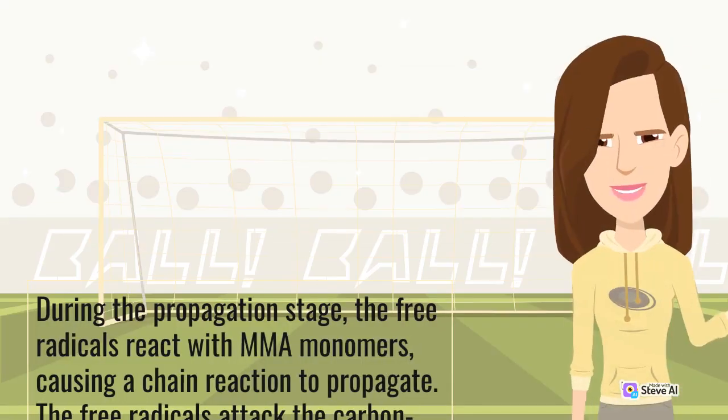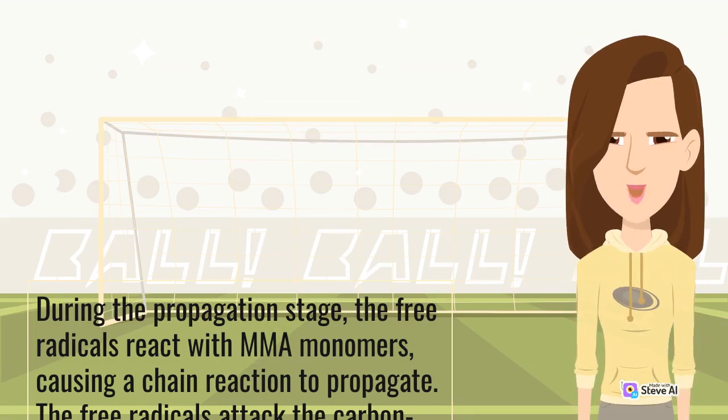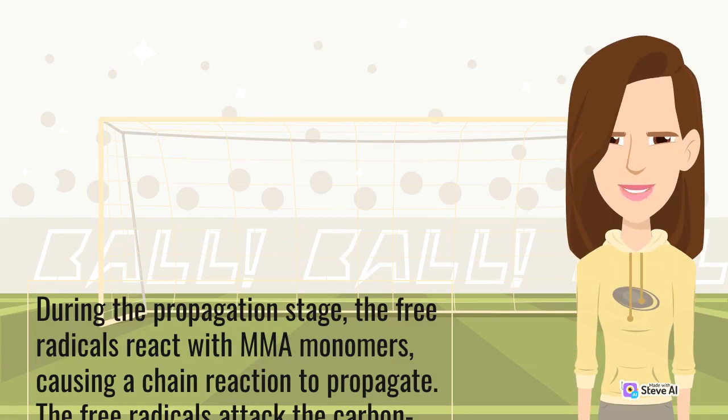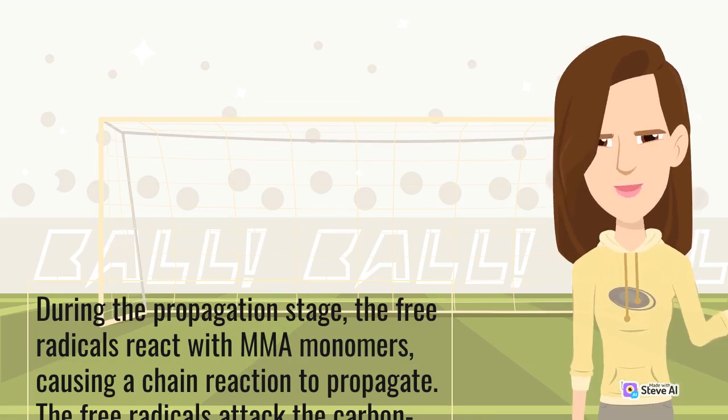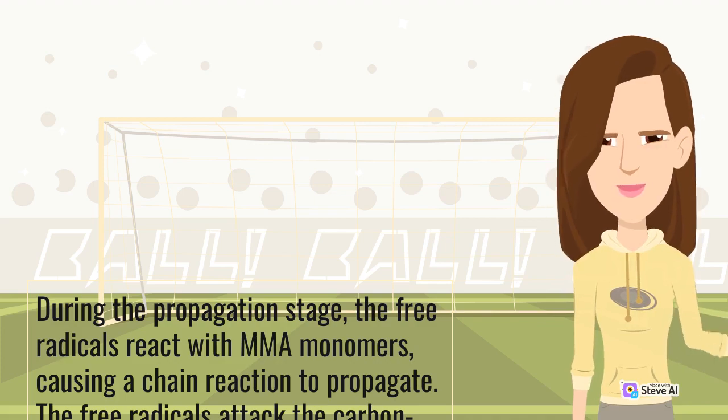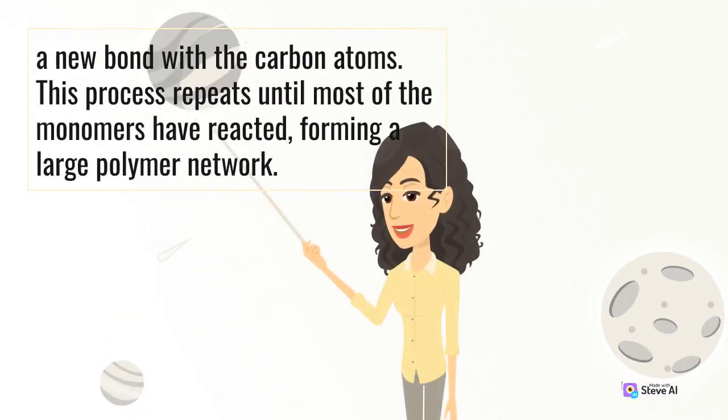During the propagation stage, the free radicals react with MMA monomers, causing a chain reaction to propagate. The free radicals attack the carbon-carbon double bond in MMA, breaking it and forming a new bond with the carbon atoms. This process repeats until most of the monomers have reacted, forming a large polymer network.